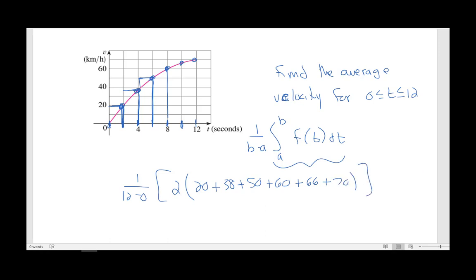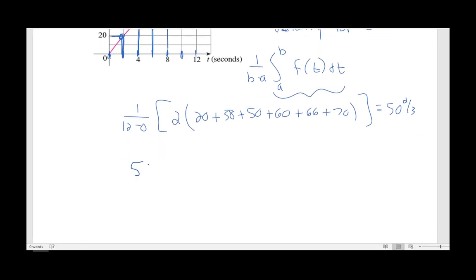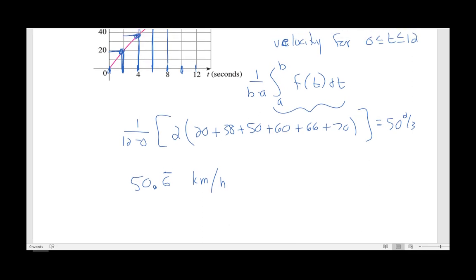All right, so I paused the video for a second so you didn't have to watch me do arithmetic. So if I multiply all of this out, I get 50 and 2/3, or 50.666666 repeating. So my average velocity is 50.66666 repeating kilometers per hour over those 12 seconds. All right, so that was our estimate using right rectangles with a delta x of 2.